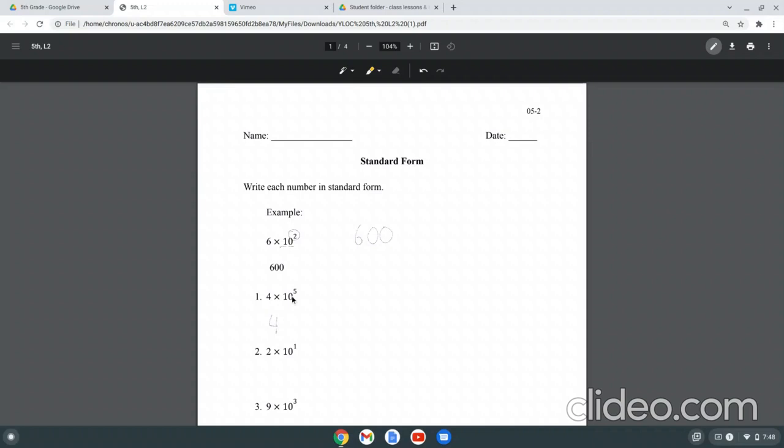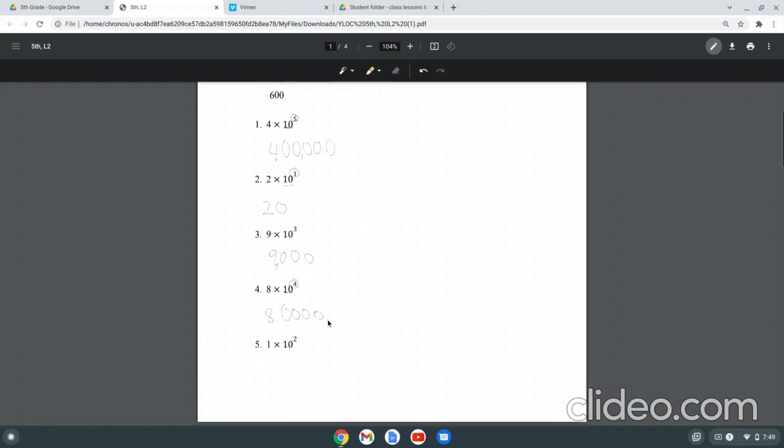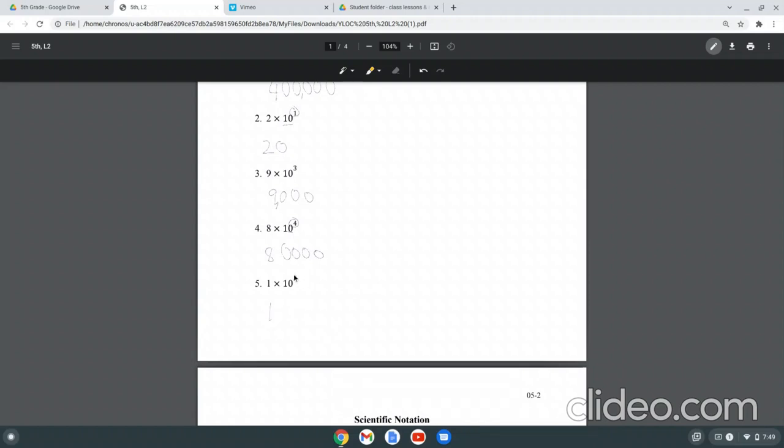So we know that it'll be 4, and then there's a 5 here, there's a 10 here. So 1, 2, 3, 4, 5. 5 zeros. Next, 1 and a 10. So 1 0, 20. Over here, 9, then 3 zeros, 1, 2, 3. 9,000. 8, 10, and a 4 in the exponent. So 1, 2, 3, 4. And then 1, and then 2, and a 10, so 100.